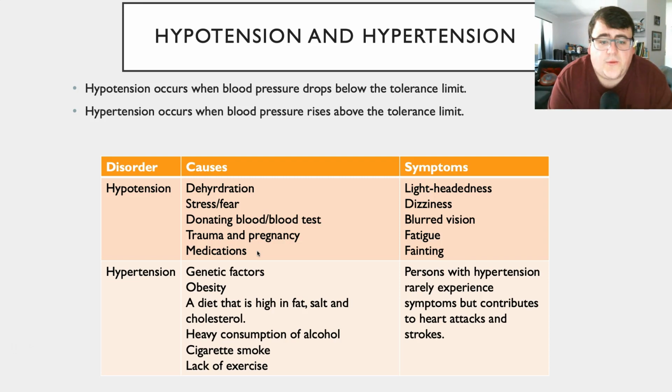Hypertension, on the other hand, is when your blood pressure has risen above the tolerance limit, because of genetic factors, obesity, a diet high in fat, salt, or cholesterol, heavy consumption of alcohol, cigarette smoke, or lack of exercise. Symptoms of hypertension generally aren't there very often. There are very few symptoms that actually show, but we do know that hypertension can greatly lead to heart attacks and strokes. So heart attacks and strokes could be a sign of hypertension, which is obviously not the first symptom you want to see.